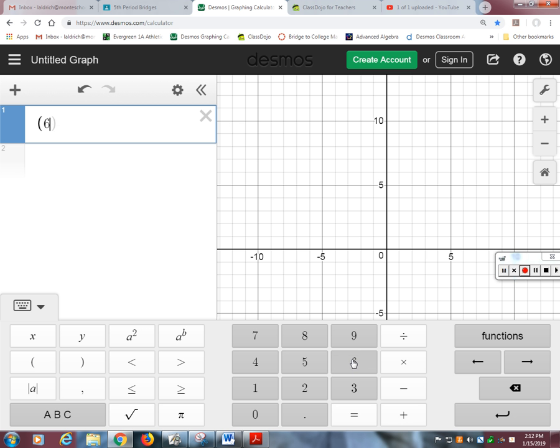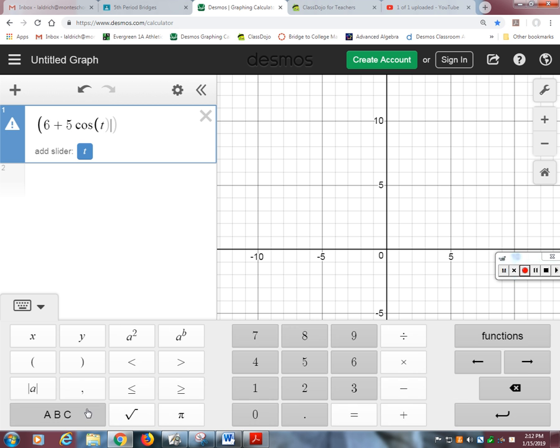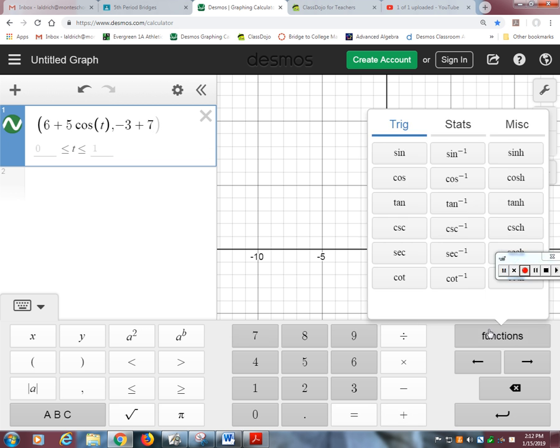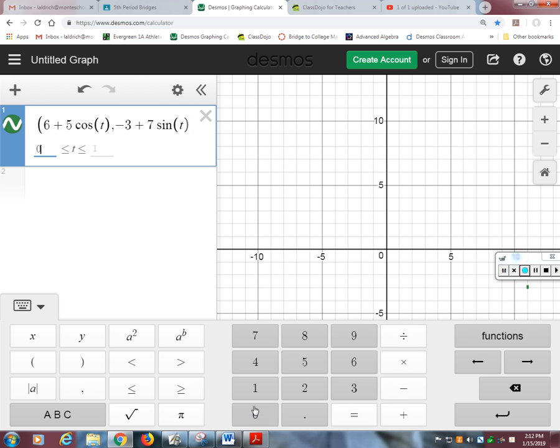So I'm going to go 6 plus 5 cosine of t this time. Right, but for us to enter parametric equations into this program, we need to put them in parentheses, x as the first one, y as the second one. So 6 plus 5 cosine t, and then negative 3 plus 7 sine t. Danica, you shouldn't have bailed out. Oh, are you kidding me? Good thing I'm smart. He thought I screwed up.